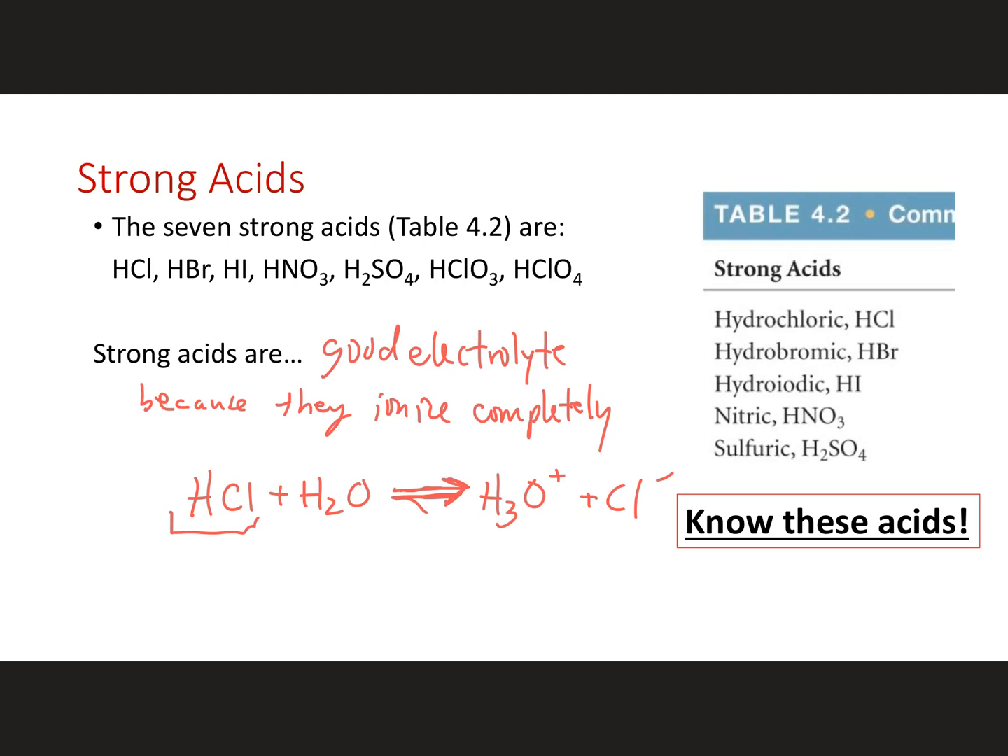It ionizes completely. So what that means is the concentration of HCl I put in solution equals the concentration of hydronium I have in solution. That makes it easy to find the pH of these solutions.